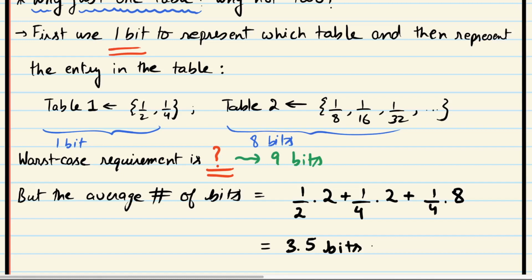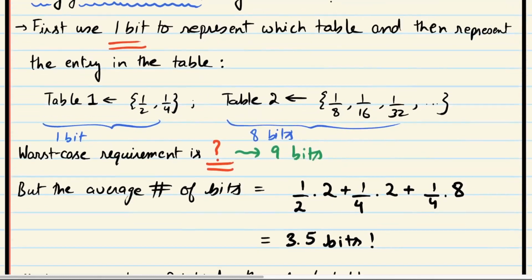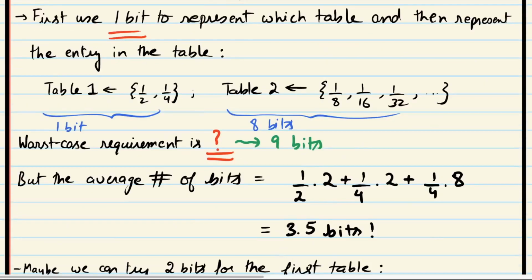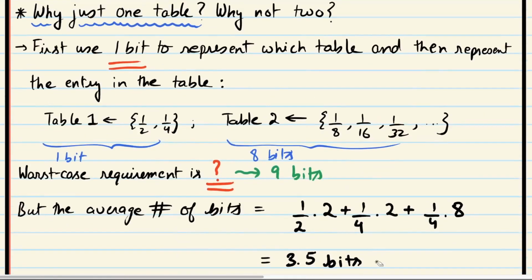So very interesting. This very simple scheme, although in the worst case is worse than the single table scheme, uses 9 bits in the worst case. But on average, it uses much fewer bits. It only uses 3.5 bits. So that's something very interesting, and this is the kind of thing we want to do. We want to use as small a number of bits as possible on average.